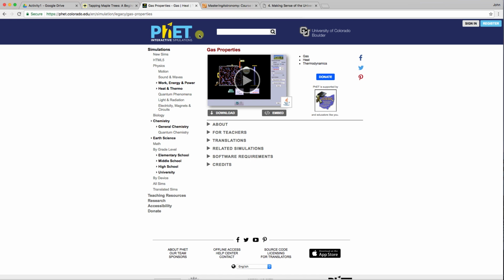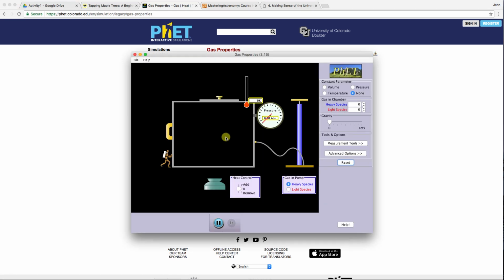So they're Java based, so you have to make sure your computer system's updated, and download the Java application, and you can run it. So I'm running one right now that's on gases and properties of gases. In this little simulation, you can choose whether you have a heavy type of atom or molecule or a light type of atom or molecule. We'll just keep it at heavy.